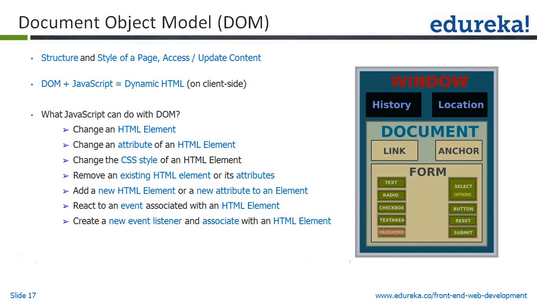For dynamically changing the content in the DOM, you need to use the JavaScript language. So using JavaScript, you can manipulate the DOM. Manipulation could be, say, you can change an HTML element, or you can change an attribute, change the style, add an element, delete an element, or associate an event. All these things you can do using JavaScript.